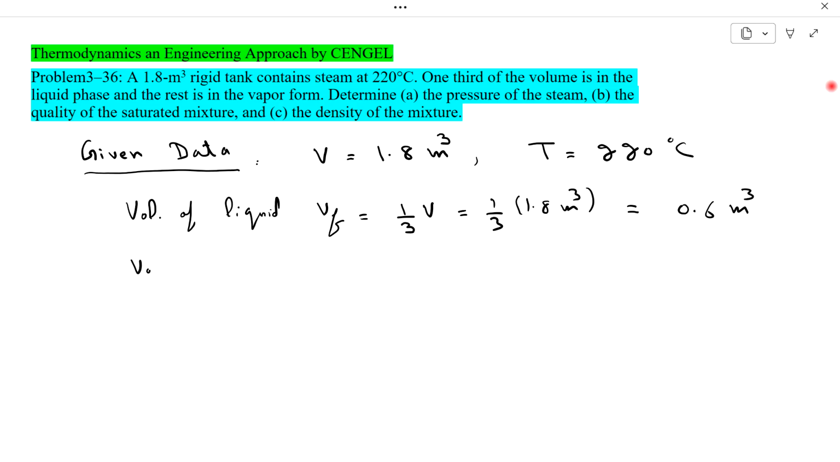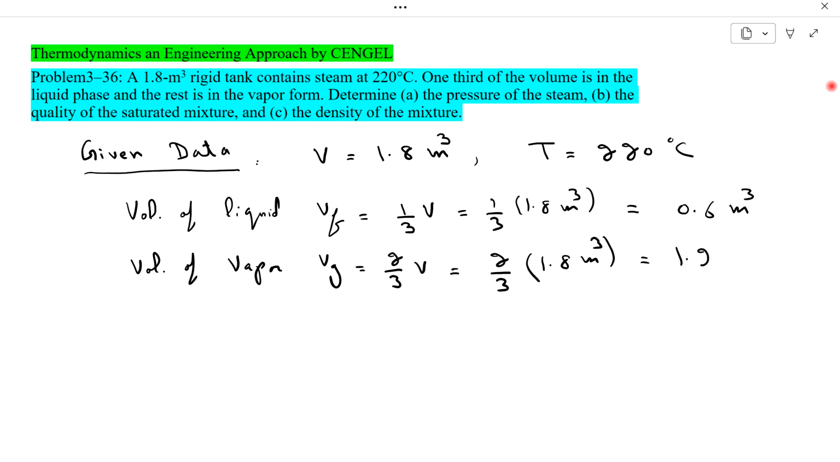And the rest is in the vapor form. So volume of vapor, represented by Vg, is equal to, one third is for the liquid, so two parts out of three will be for vapor. So 2 by 3 of total volume 1.8 meter cube. If we solve this, 2 multiplied by 1.8 divided by 3 is equal to 1.2 meter cube. So in total volume, 0.6 meter cube is for liquid and 1.2 meter cube for vapor.